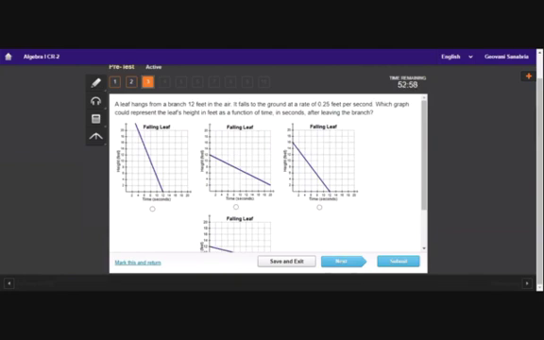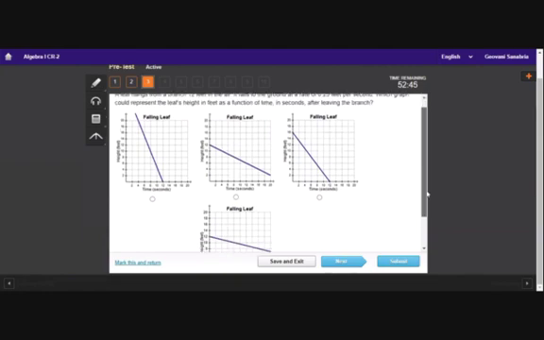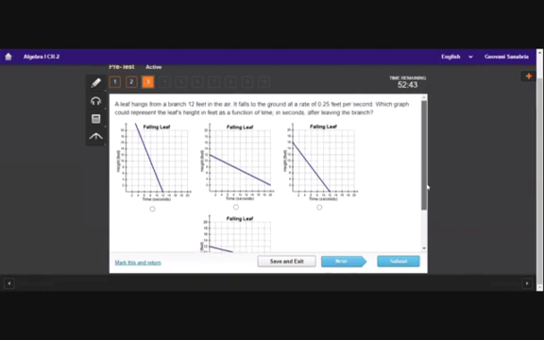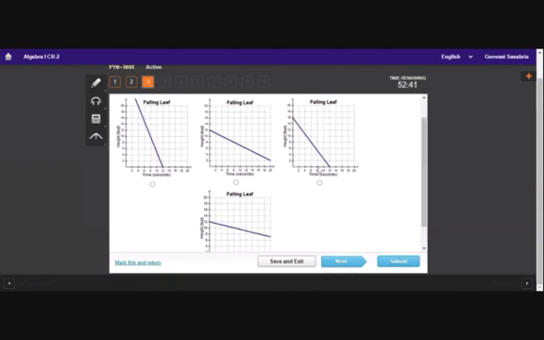You read it? Which graph could represent the leaf's height in feet as a function of time in seconds? So 0.25 feet for every second. So it's one of these two for the starting. Right? Yeah, it has to start at 12, right? Yeah. So which one?